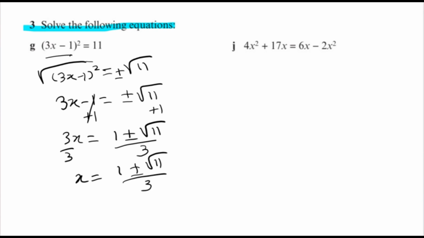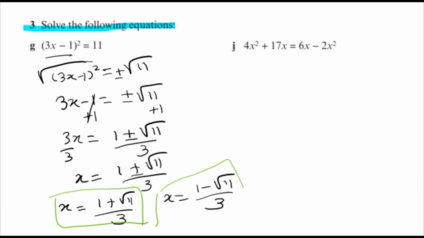If you want to write these two roots separately, you can write x is equal to 1 plus root 11 over 3 and another x is equal to 1 minus root 11 over 3. So these are the 2 roots for our equation. Now pause this video and you can try part j. Here the tip is: take everything to the left hand side, write equal to 0 and factorize it. Each factor equal to 0 and solve for x.